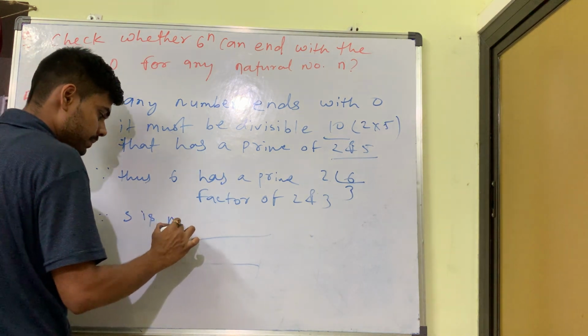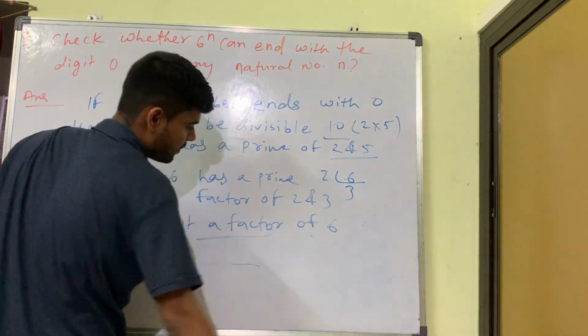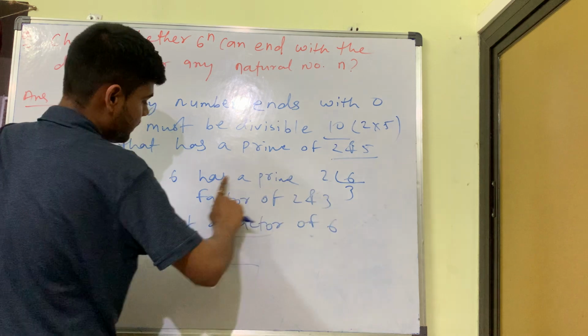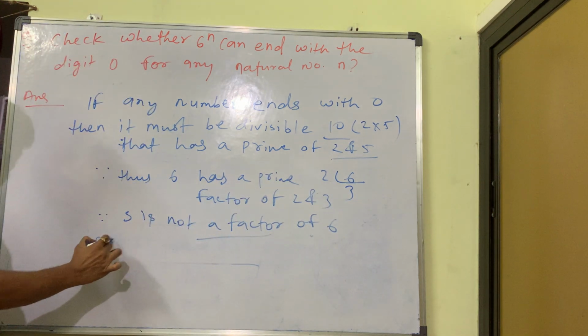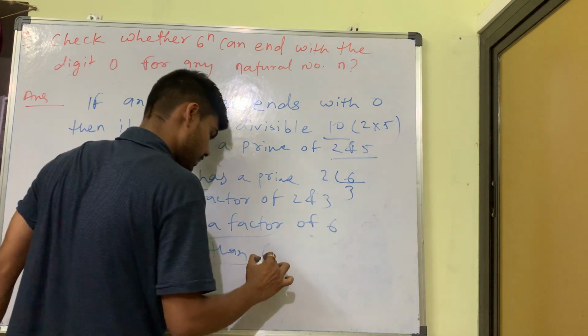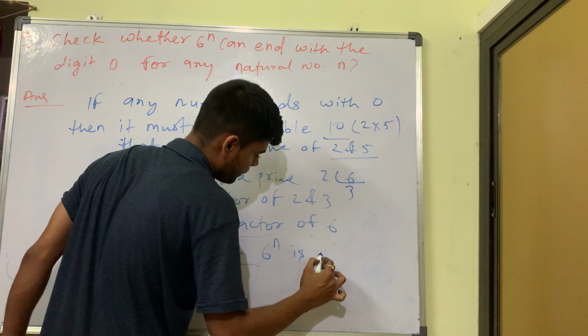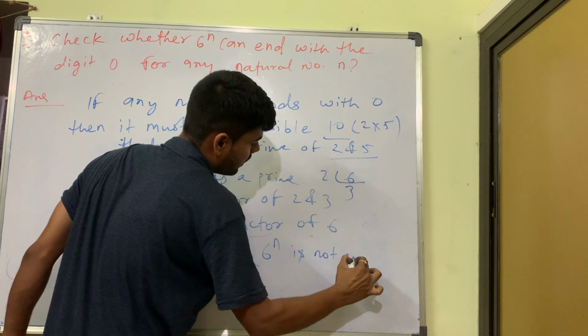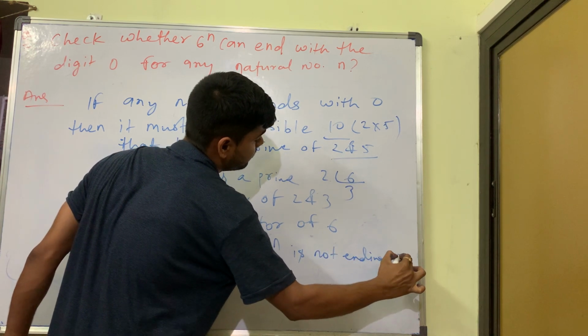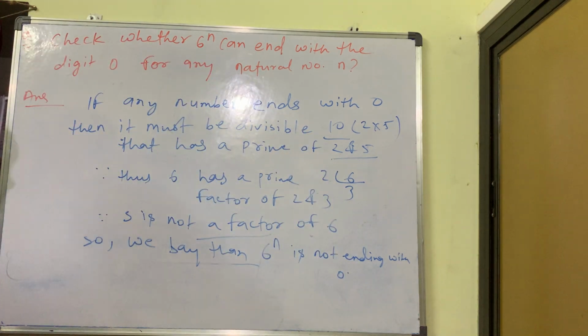5 is not a factor of 6. It means 5 is not coming in a factor of 6 now. So we say that 6 raised to power n is not ending with 0. So this is the answer.